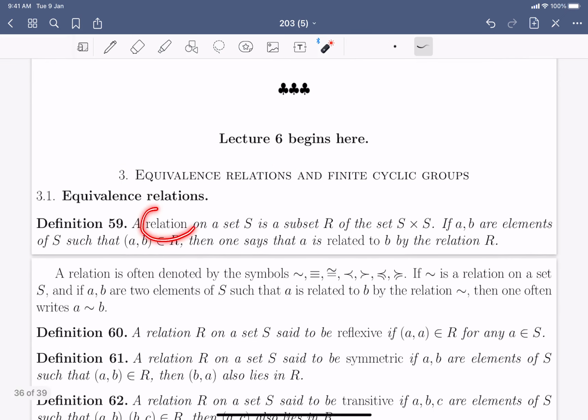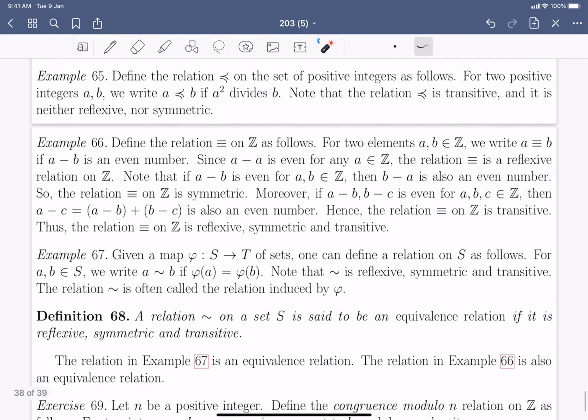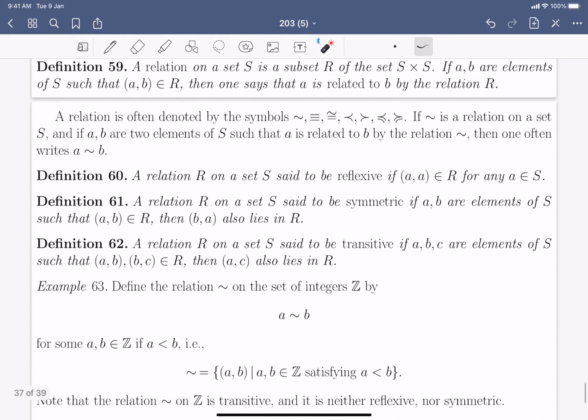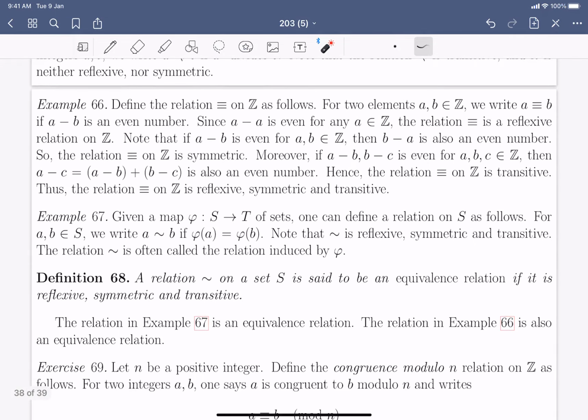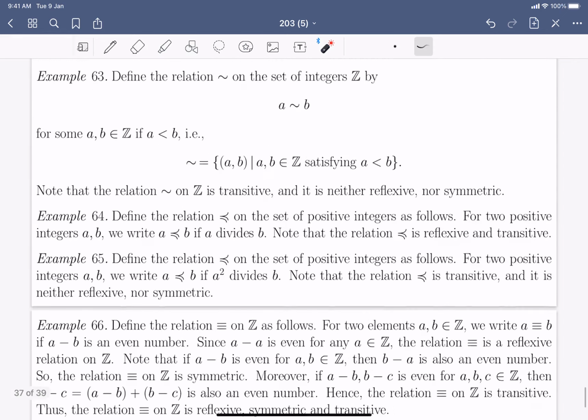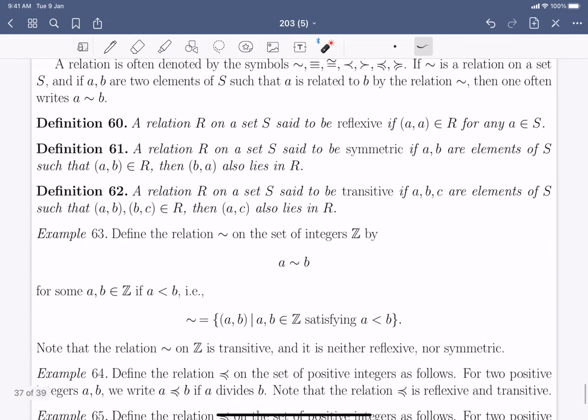So you'll first learn the notion of relation, and then in a while we'll learn the notion of an equivalence relation. A relation is said to be an equivalence relation under certain conditions. So a relation on a set is said to be an equivalence relation if some condition holds. To learn the notion of equivalence relation, we need to first learn the notion of a relation. So let's try to do that.